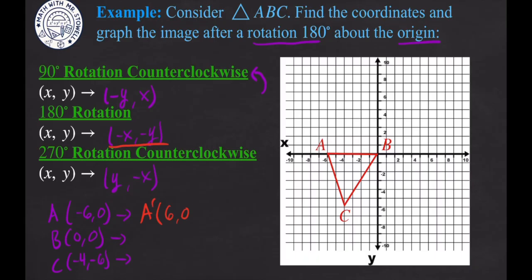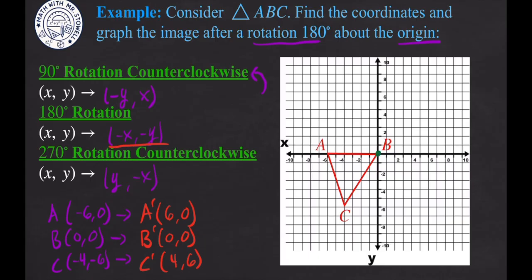So A prime is going to be at (6, 0). B prime is going to be at the same spot. We're rotating it about the origin. It does not change. That point is the origin. And C prime is going to be (4, 6). Remember, if it's negative, change it to positive. If it's positive, change it to negative, and leave your x's and y's alone.